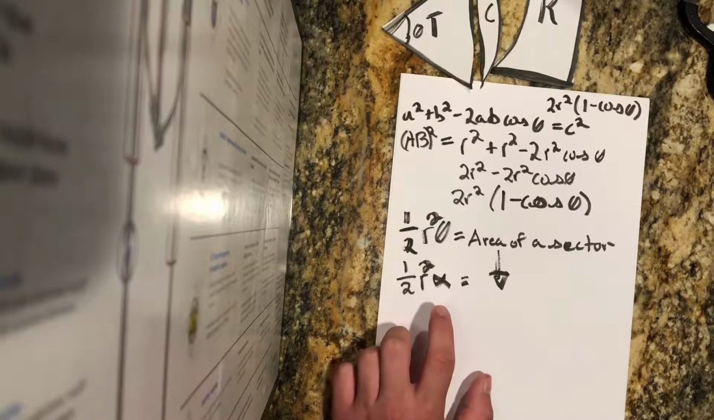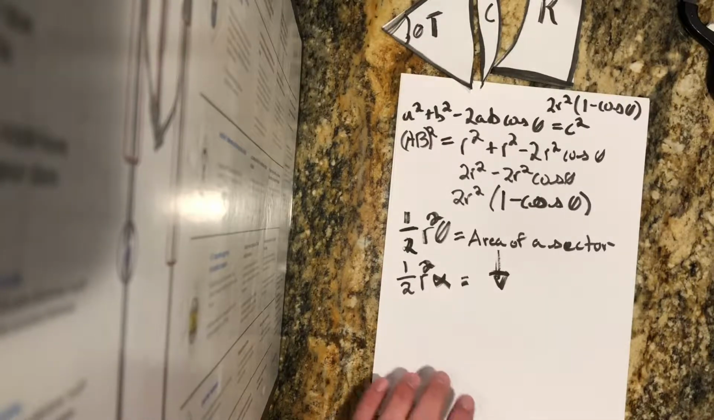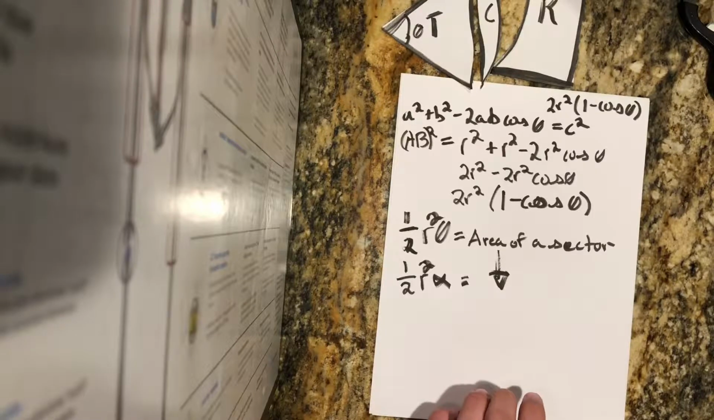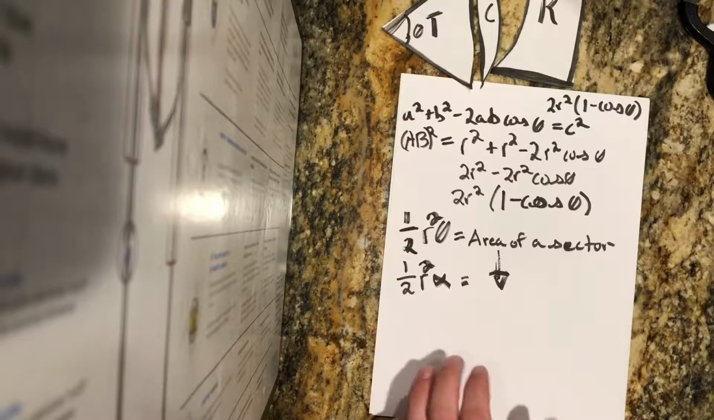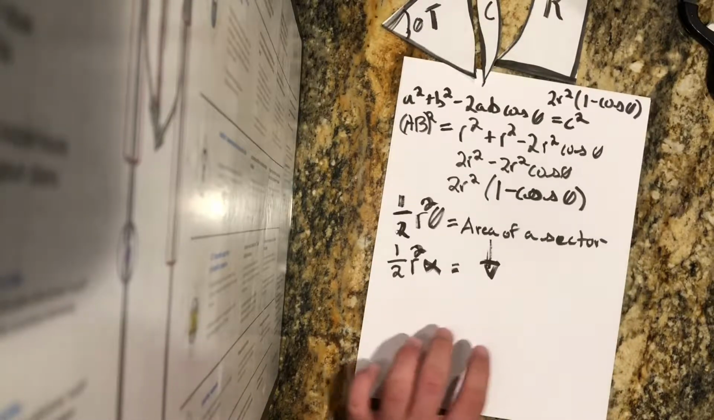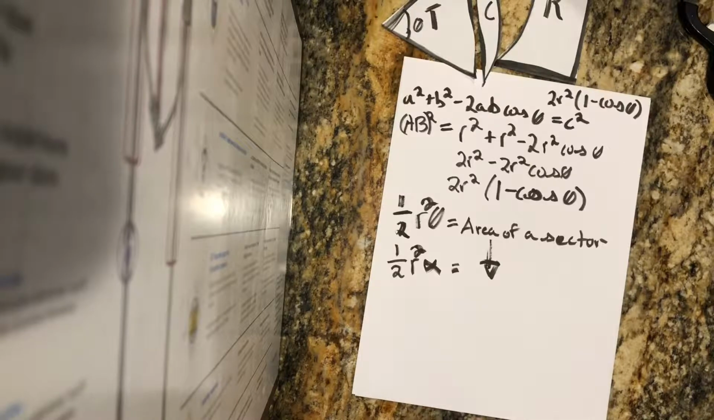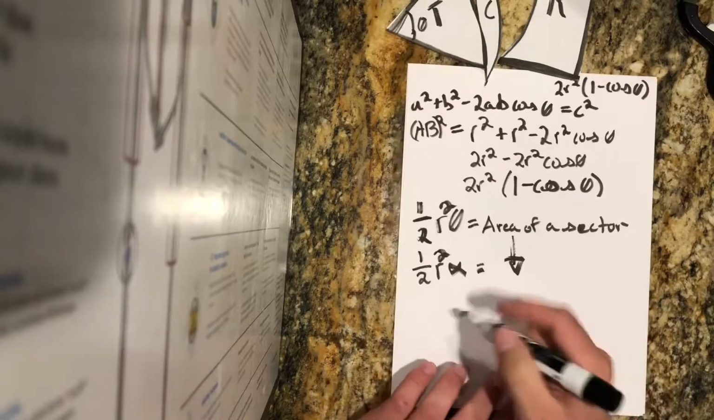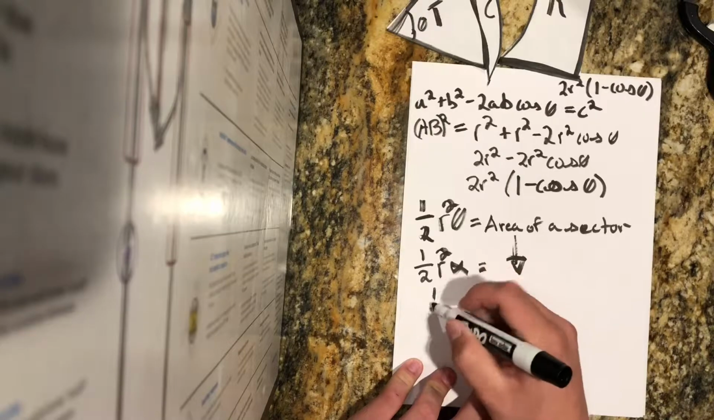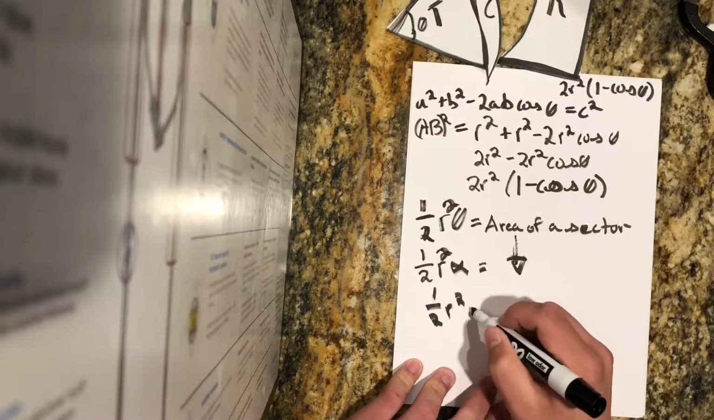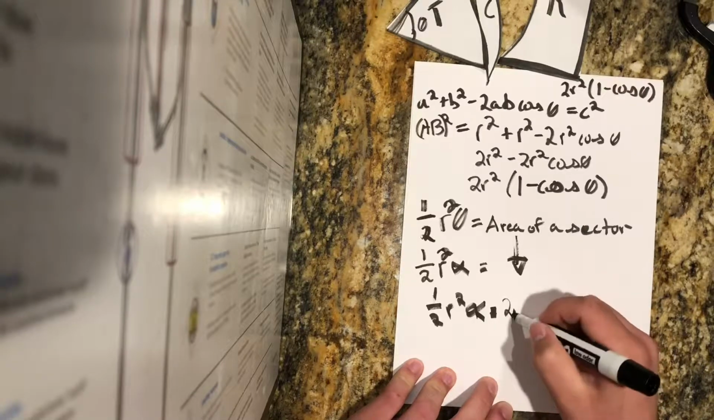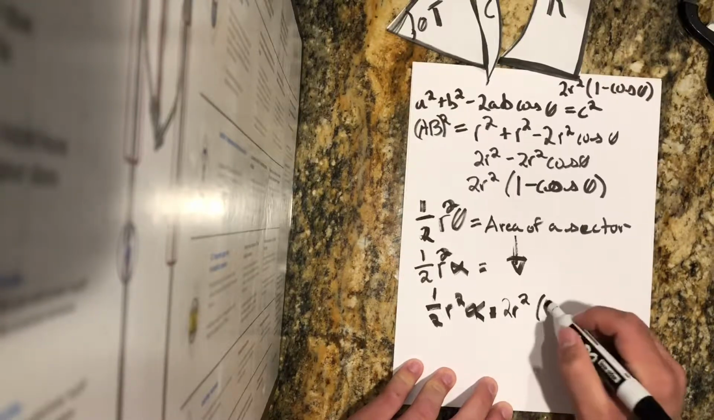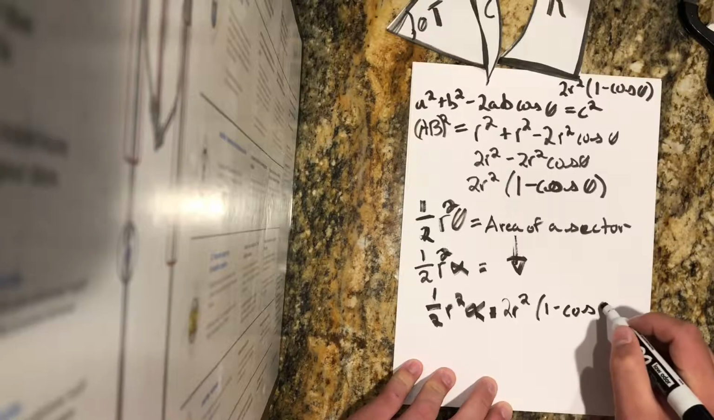And we can move on and look at problem number 2, or part 2 of problem B. We can solve for alpha. And the way we solve for it is graphically, because we know that the area of the square is equal to the area of the sector. So we know that 1/2 r squared theta is equal to 2r squared times 1 minus cosine theta, or alpha.